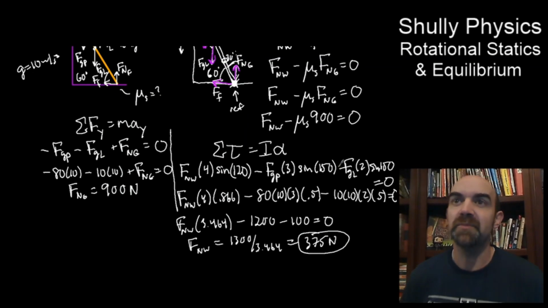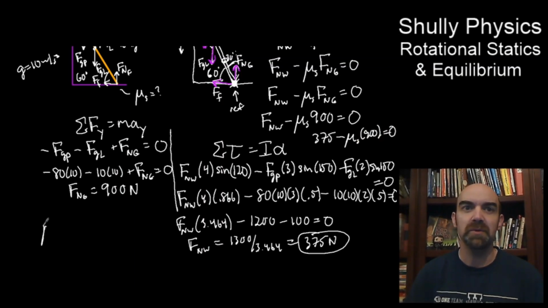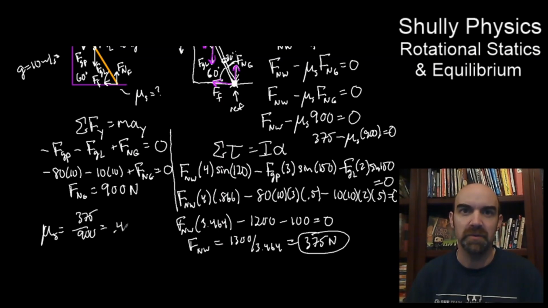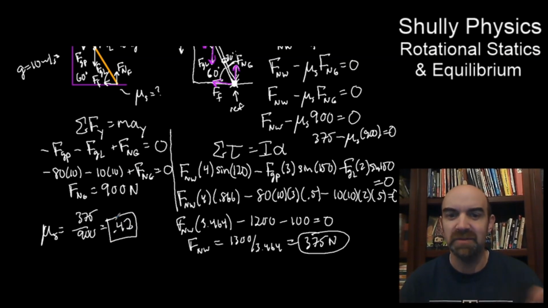What good is that? Well, now we're ready to find our final answer here. If this is a 375 Newton normal force in the wall minus mu s times 900 equaling 0, then our mu s is going to be 375 divided by 900. That's our minimum mu s to keep this ladder up at 60 degrees. 0.416. I'm going to say 0.42. There it is. You can always arrive at the answer no matter how crazy the math gets.